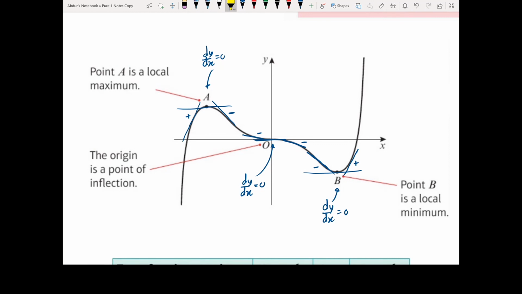So what's the second derivative got to do with this? Well, we said that the second derivative is the rate of change of the gradient. So let's investigate at the point A what's happening to the gradient.